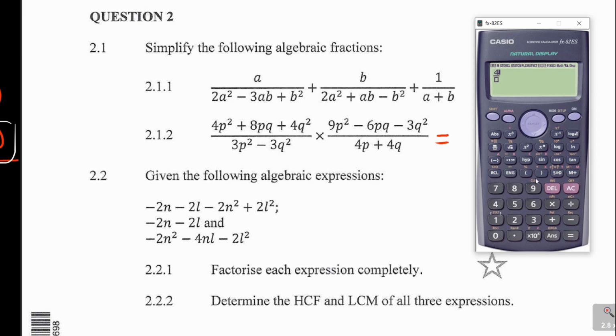4 is fraction first. 4 times P squared, which is 7 squared, plus 8 times P, which is 7, times Q, which is 8, plus 4 times Q, which is 8 squared, over 3 times P, which is 7 squared, minus 3 times Q, which is 8 squared, times fraction 9 times P, which is 7 squared, minus 6 times P, 7, times Q, 8, minus 3 times Q, which is 8 squared, over 4 times P, which is 7, plus 4 times Q, which is 8, equal to 29. It's disappointing.